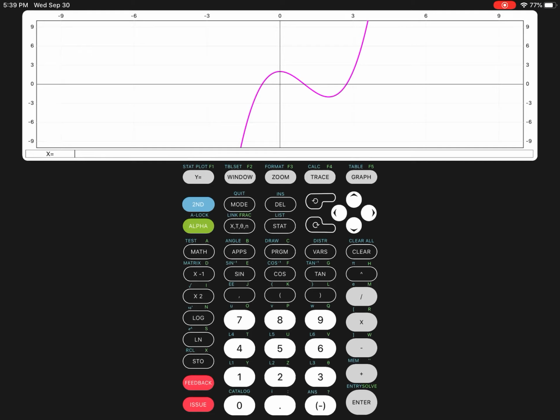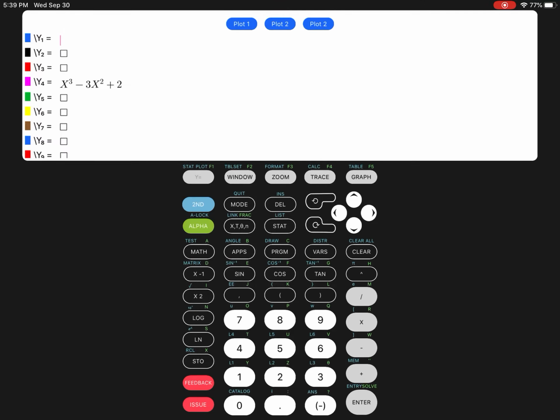And then we can see from the graph what it looks like. So hopefully you got the same thing. So now you can do that, and you can do the other two.